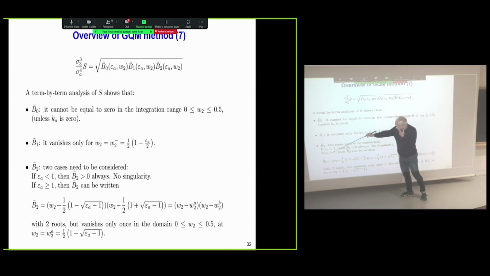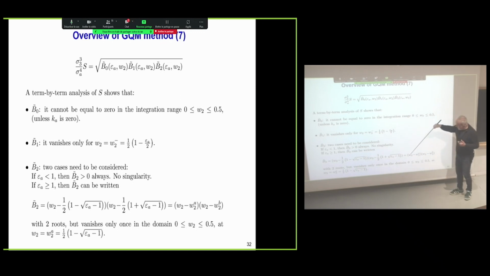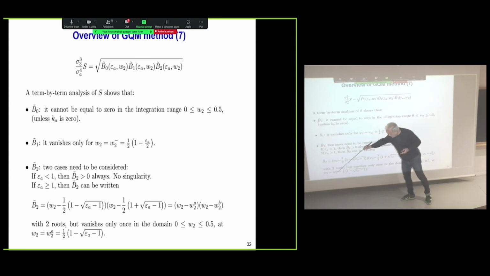And if epsilon A is larger than 1, then B2 can be written in this form, which shows that it may vanish for these two particular values of W2, which I call WA and WB. And if we restrict the integration range, due to symmetry between these bounds, only one of these roots falls into this range, the one called W2A with this expression.